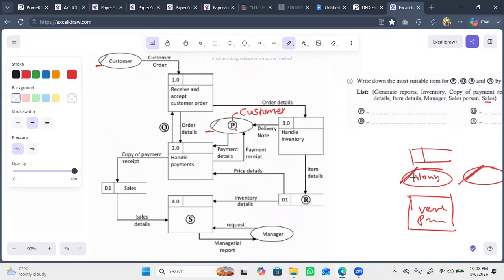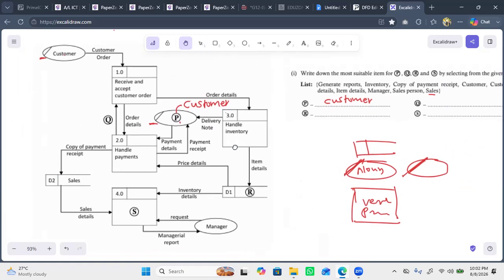Understood. I told you, when nouns are duplicated because of the lack of space, we are crossing them. When we are crossing, we have to cross both. This entity is crossed, and this also is crossed. That means this one should be a duplication of something crossed. You have only one crossed oval. It's customer. So P is customer. Right? Okay, then.